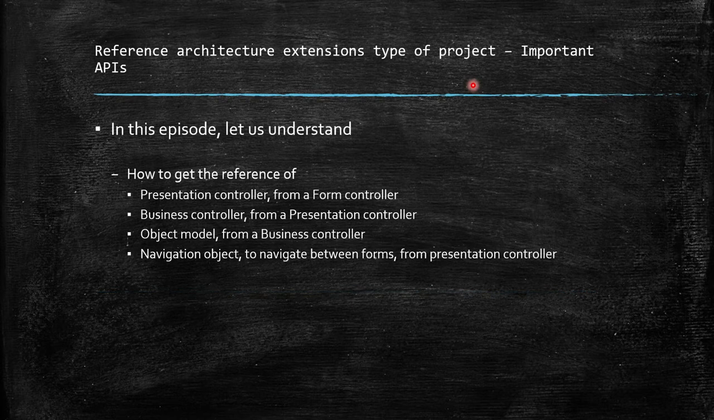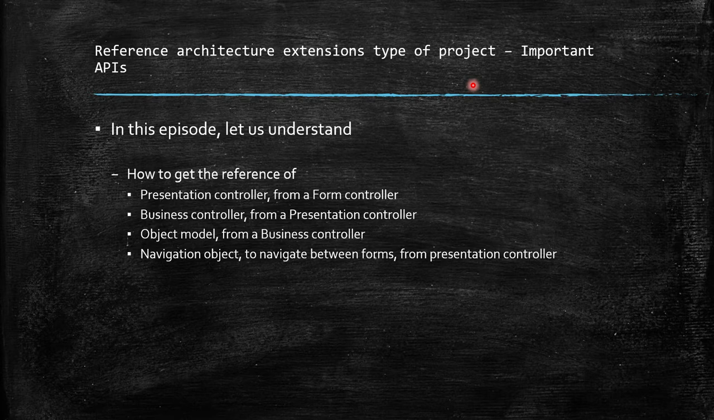In this episode, let us understand what APIs are present inside the reference architecture extensions type of project, using which we can get the reference of a presentation controller from a form controller, and which APIs we can use to get the reference of a business controller from a presentation controller.